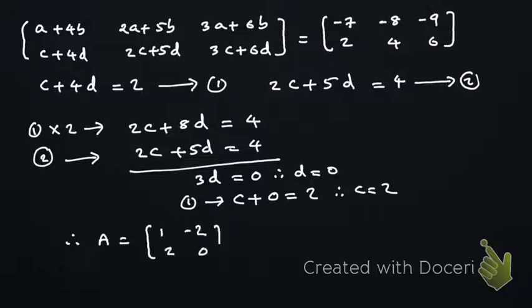And therefore, your matrix will be A, B, C, and D. A was found to be 1 earlier. B was minus 2. C, we just found it here. C is 2, and D also we found here, 0. So A, B, C, D. So that's the required matrix.